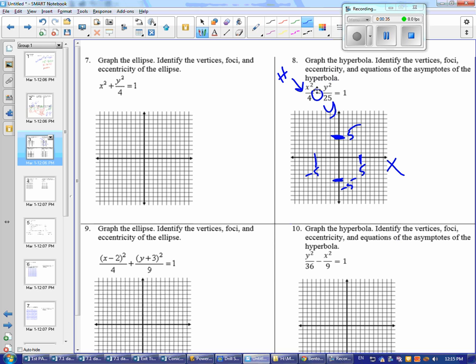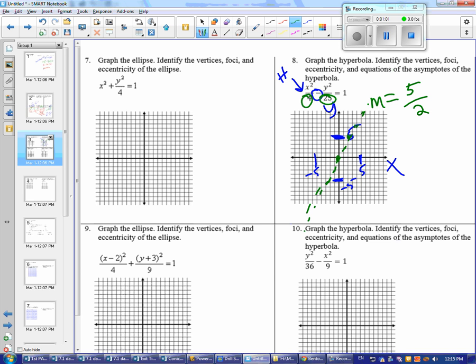My center's at 0, 0, and first I need asymptotes. So center's at 0, 0, and remember your slope is rise over run. Rise is always in the y direction. It's the square root of the number. So the rise here is 5, and then the run is the square root of the x denominator, 2. So I'm going to go up 5 over 2, and draw a dotted line for the asymptote.